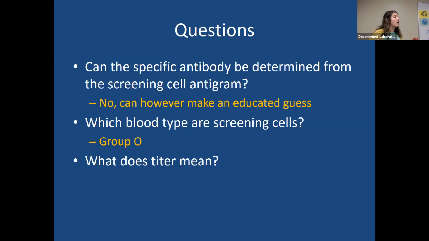What does a titer mean? Your titer is the concentration of your antibody. It's a huge concern in blood bank, especially for anamnestic responses. Let's say you're dealing with a JKA or a JKB antibody, and that titer drops down to undetectable levels. We miss that antibody in blood bank, we give that patient a JKA or JKB positive unit, and we cause them to have a delayed transfusion reaction.